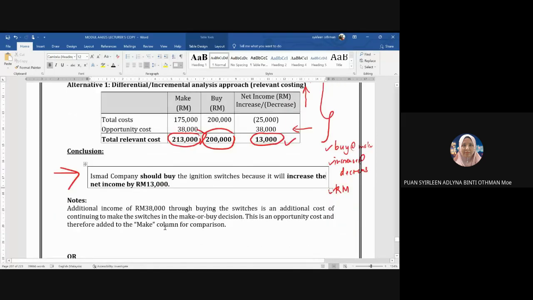Okay, so awak tengok notes dekat bawah ni. Okay, additional income of 38,000, yang ni yang opportunity cost tadi, through buying the switch adalah additional cost. Sebenarnya seolah-olah macam additional cost kalau you continue to make. Okay, so therefore kita masukkan dia ke dalam make column for comparison. Sebab sebenarnya dia ialah opportunity cost. So maksudnya kalau awak dapat soalan dan kamu dapat nilai tu ialah opportunity cost, lebih mudah kalau kita masukkan dia ke dalam column make. Seolah-olah dia menambahkan cost yang perlu ditanggung apabila kita make benda tu. Okay, alright. So the decision will be different from the first one.